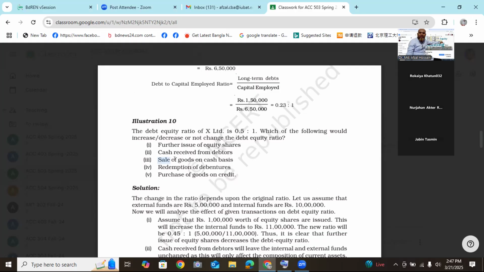We ignore sale of goods on cash basis. Okay, sorry, I just skipped number 3. At first, we solve number 3: sale of goods on cash basis. What will be the effect? No effect on the debt to equity ratio, isn't it?